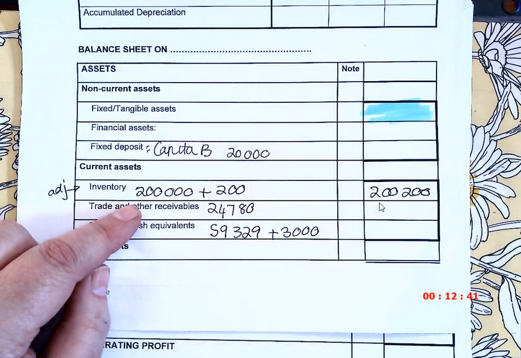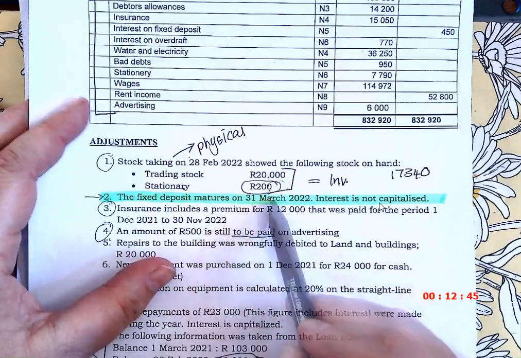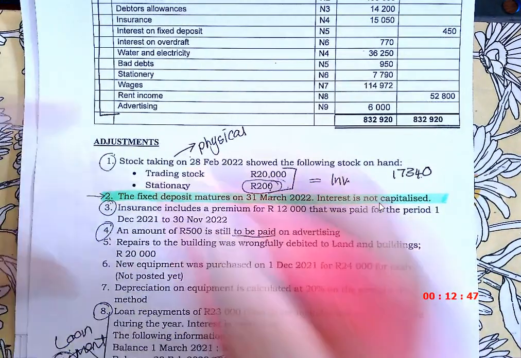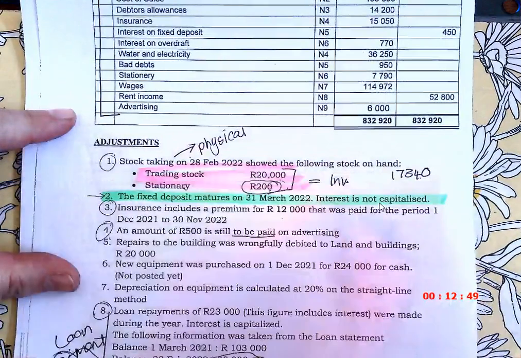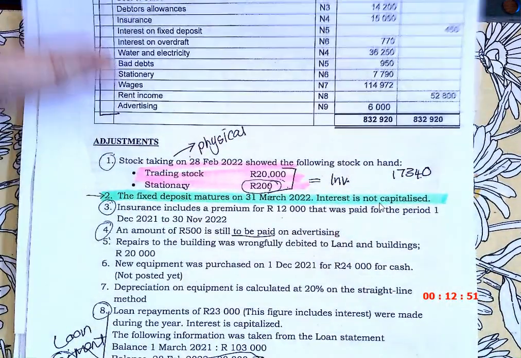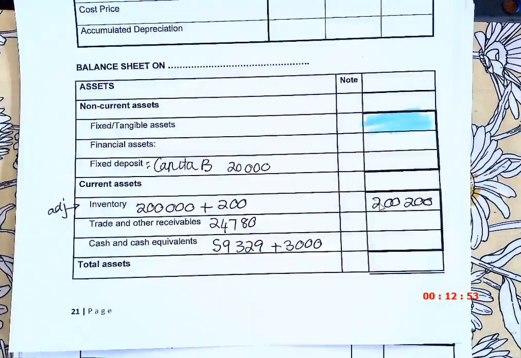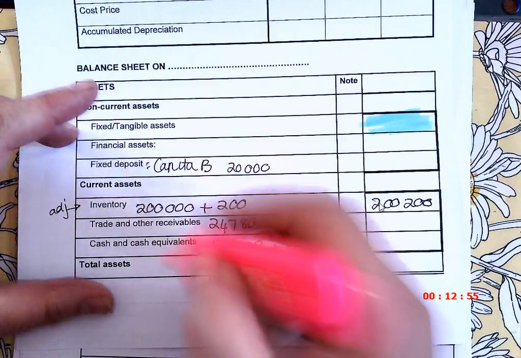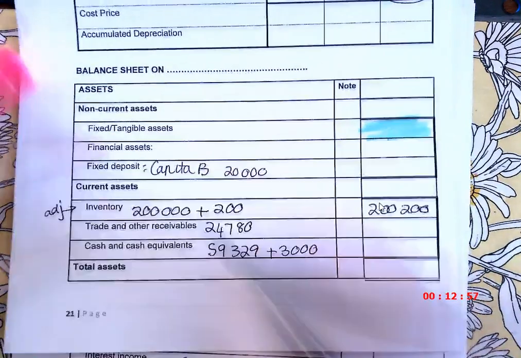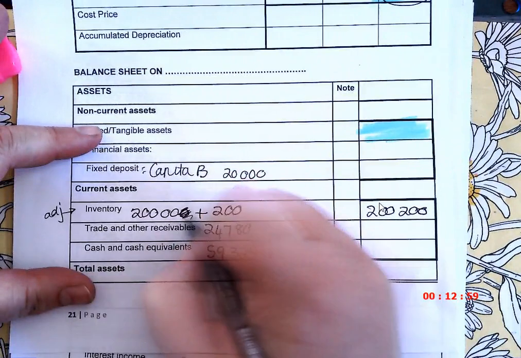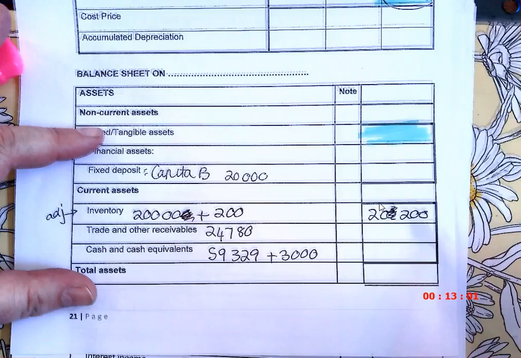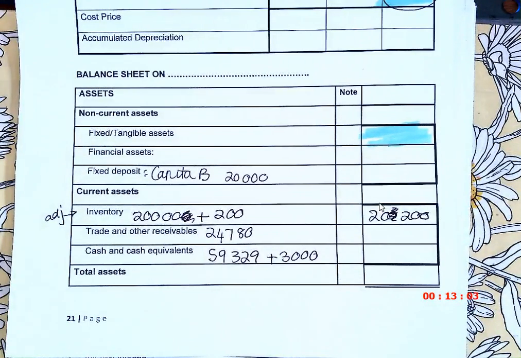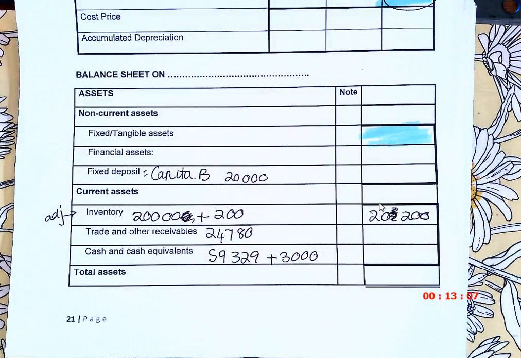You guys get it? Where did I get it? Here. Can you see it's literally this adjustment? 20,200. Is everybody with me? Okay, I didn't confuse you too much. Okay, now the next one.